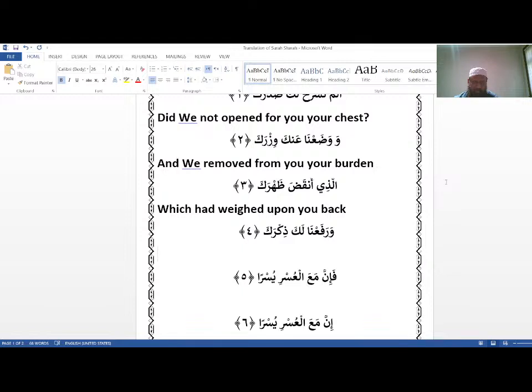وَرَفَعْنَا لَكَ ذِكْرَكَ. Again, رفع يرفع, to raise. Waw, again عطف. Want to do عطف from the first ayah. And the sigha is جمع متكلم, رفعنا.